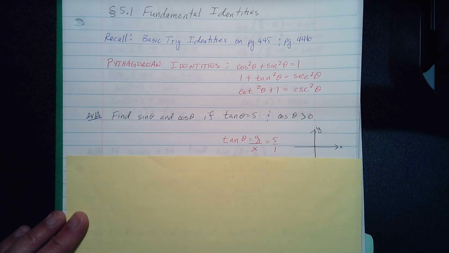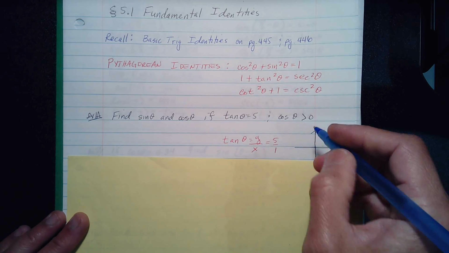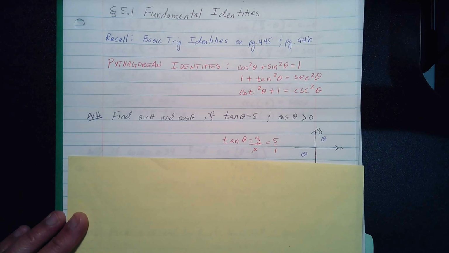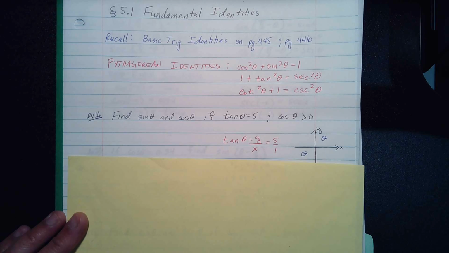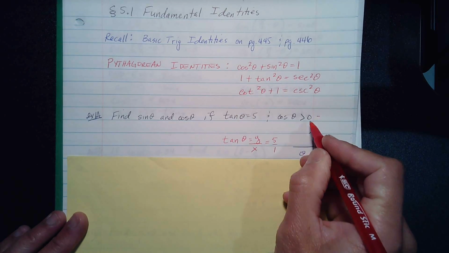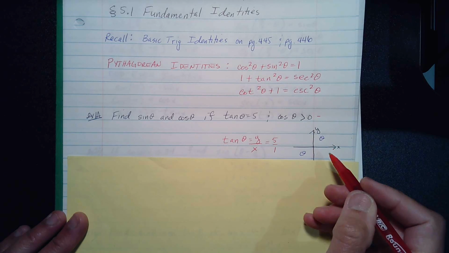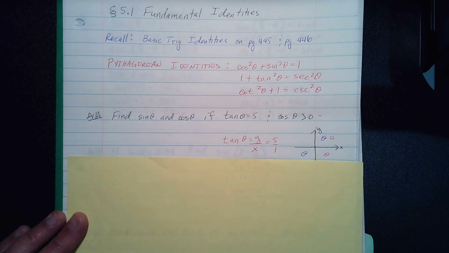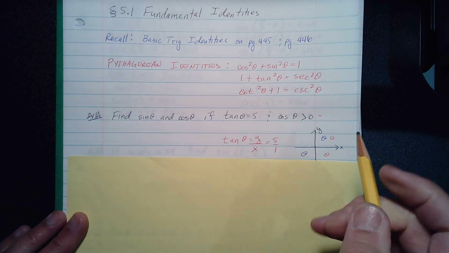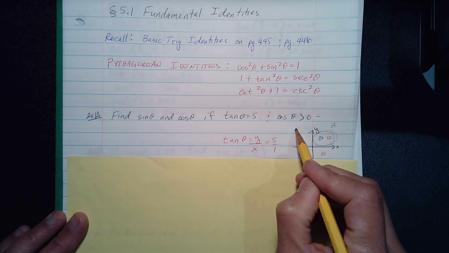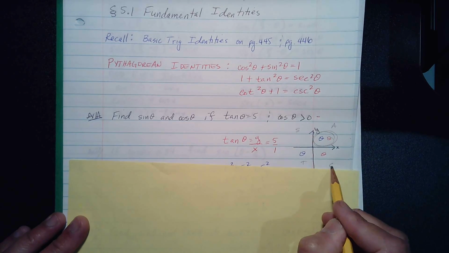Tangent theta we know is positive in the first and third quadrant, and cosine theta is greater than 0, meaning positive in the first and the fourth quadrant. So that means our main focus is in quadrant 1. Remember, all students take calculus.